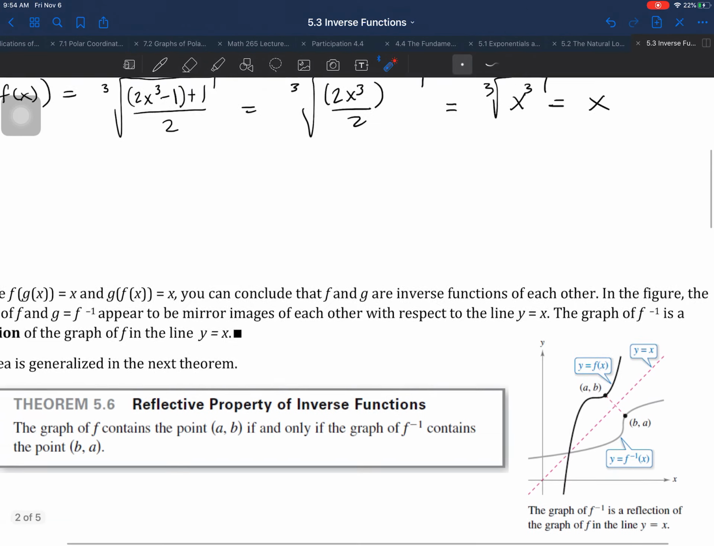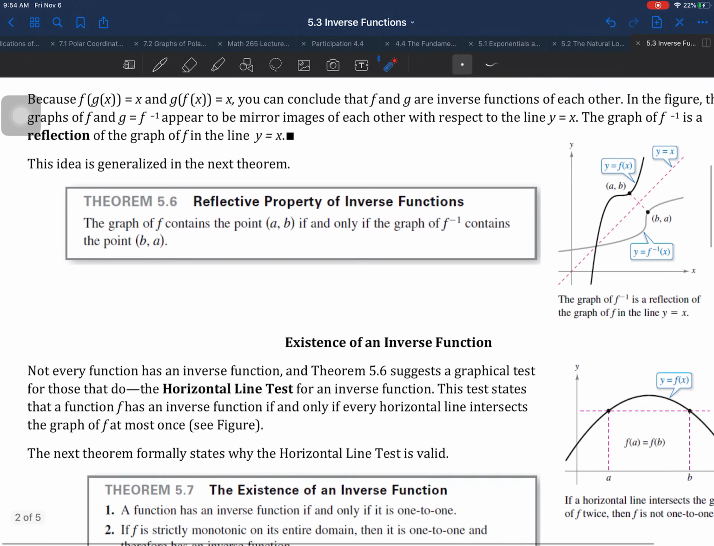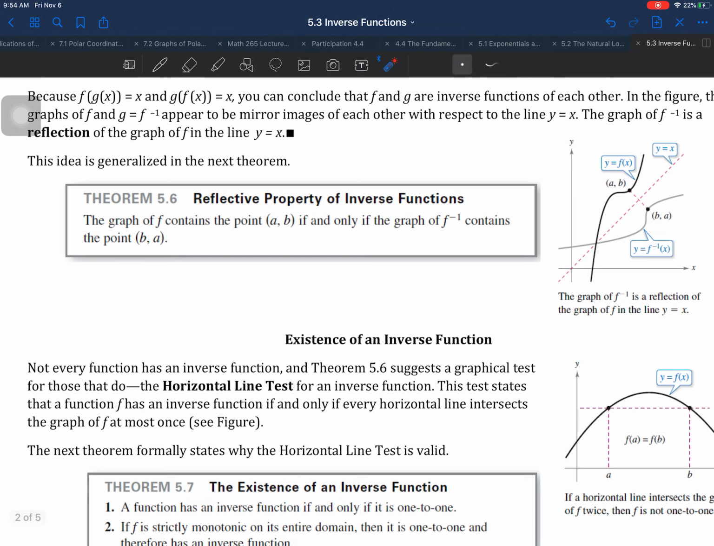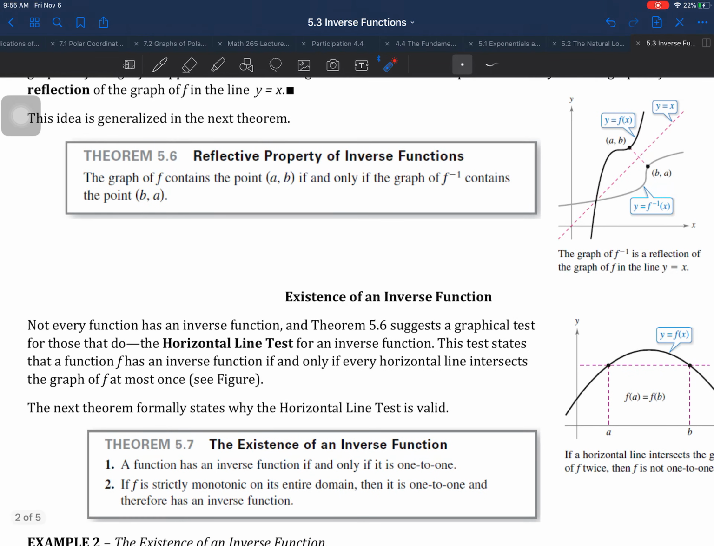All right, moving on. This is an important theorem that we can utilize. It is known as the reflective property of an inverse function. The graph of f contains the point (a, b) if and only if the graph of f inverse contains the point (b, a). So we reverse the order, interchange a and b. That's what we have here. This is another example where, if you have your original function, the inverse function will be a mirror image of it across this diagonal line.